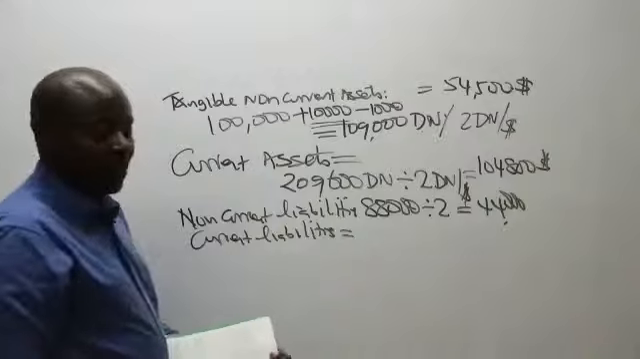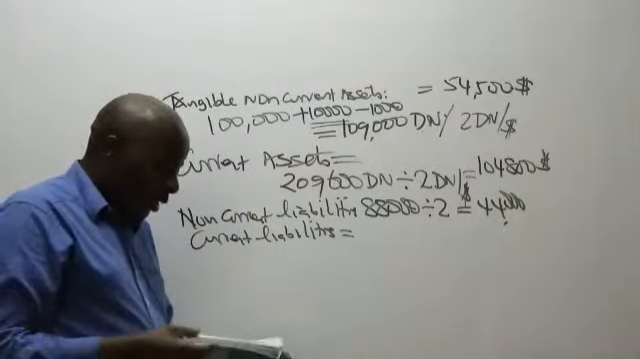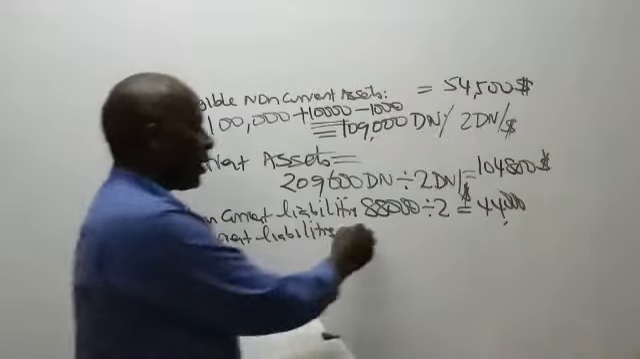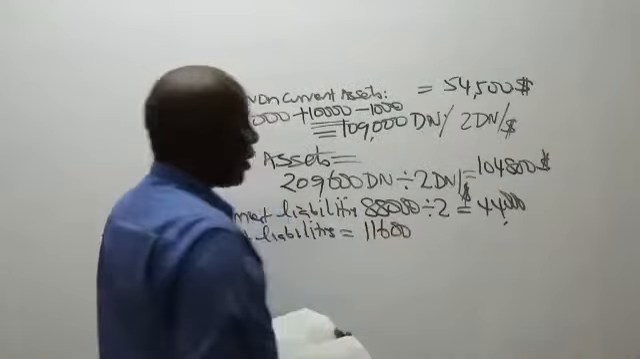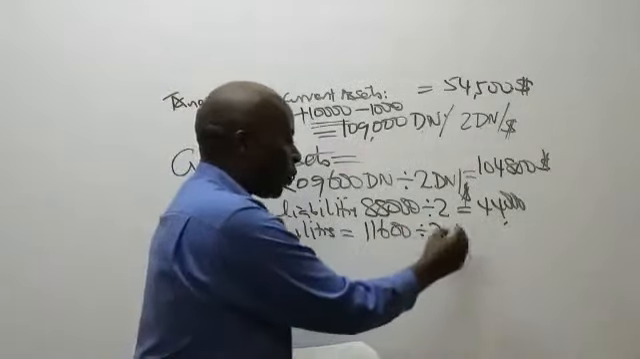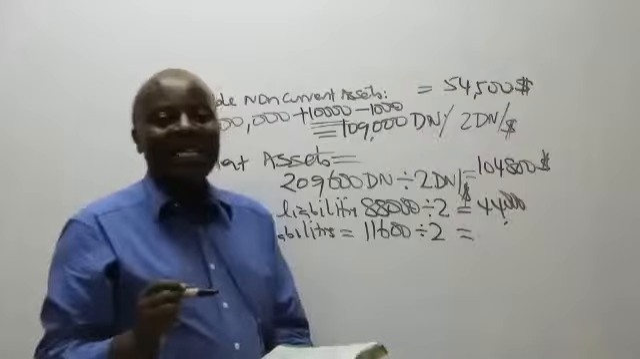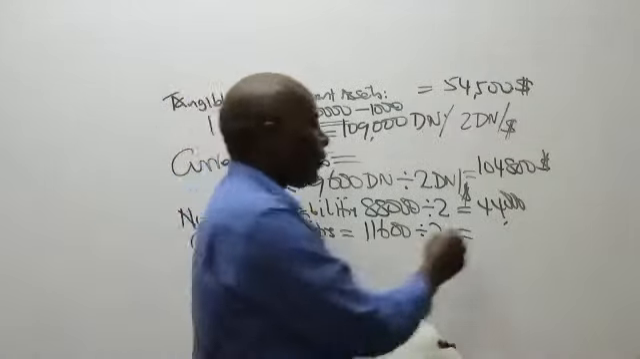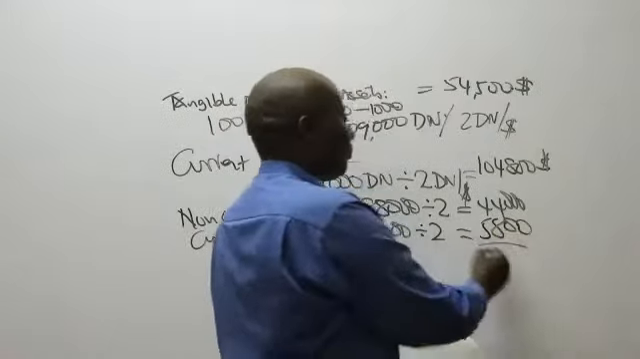For current liabilities, I can see a figure of 11,600. So 11,600, I will come straight away and divide this by the closing rate of 2. Balance sheet items, we use the closing rate always, which gives 5,800.